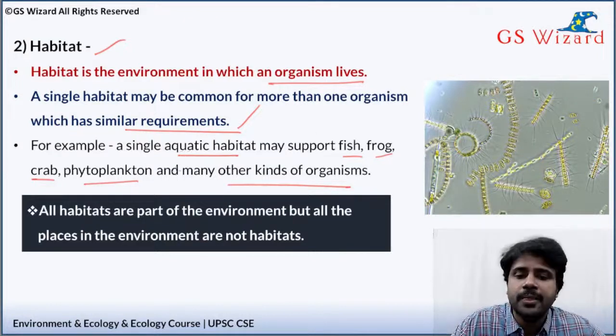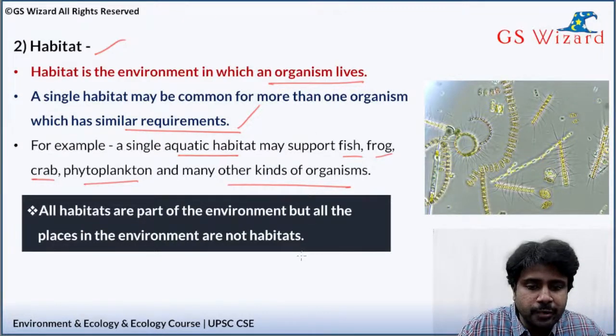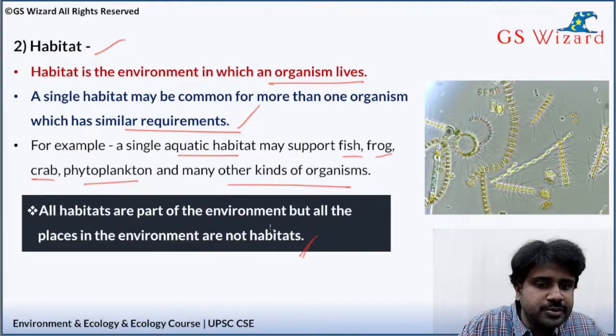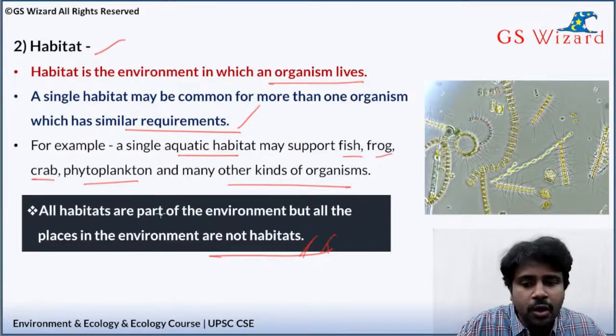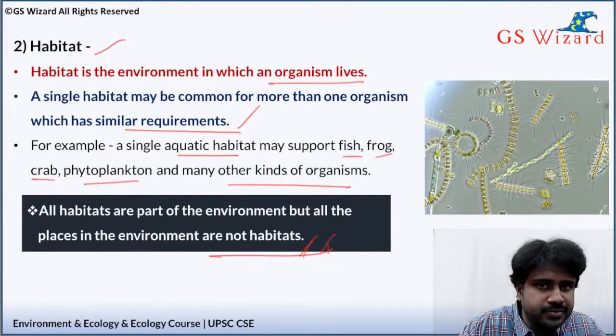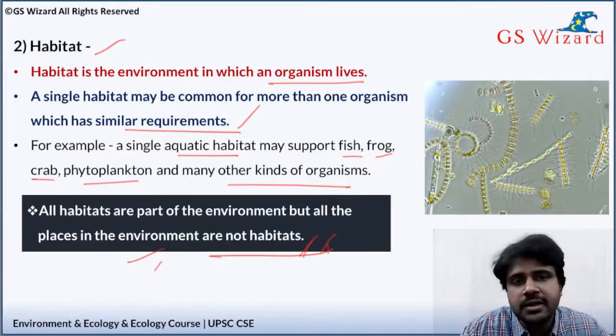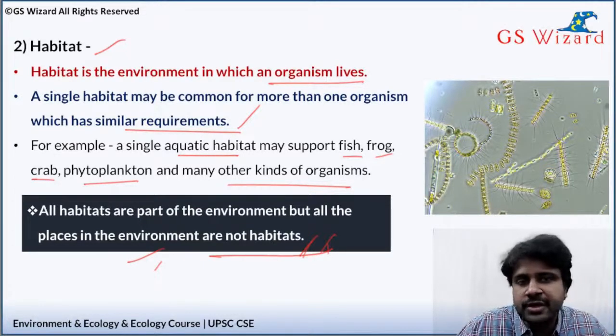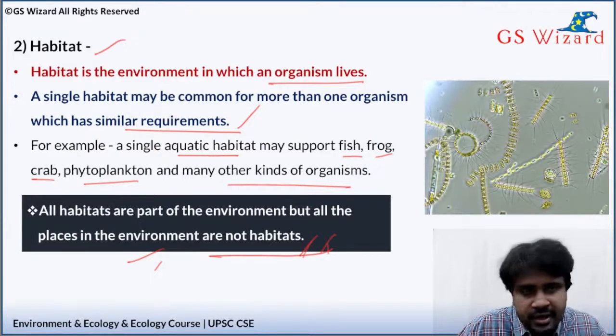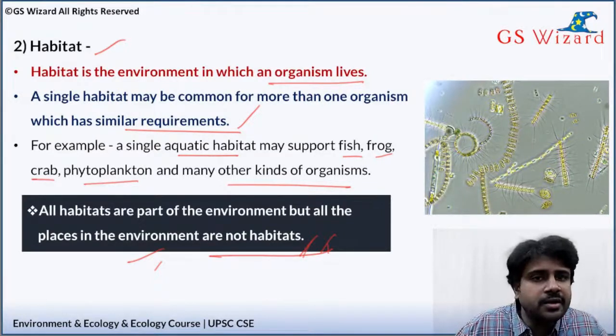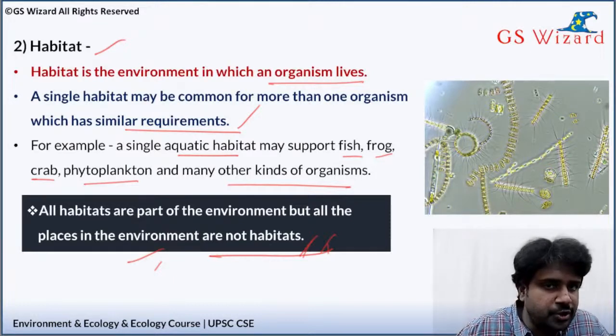Now, just to get this point, very important. We'll try to understand the meaning of this. All habitats are part of the environment, but all the places in the environment are not habitats. Very important. So what do you mean by this? All the habitats are part of the environment, but all the places in the environment are not habitats. That means in the environment, there are certain places where conditions are extreme. That means life cannot exist there. There are some places like that. For example, consider the summit of Mount Everest.